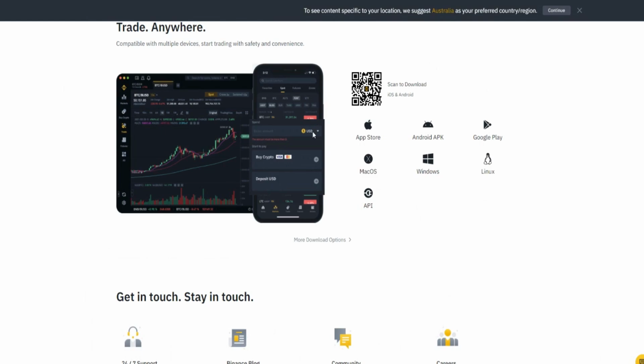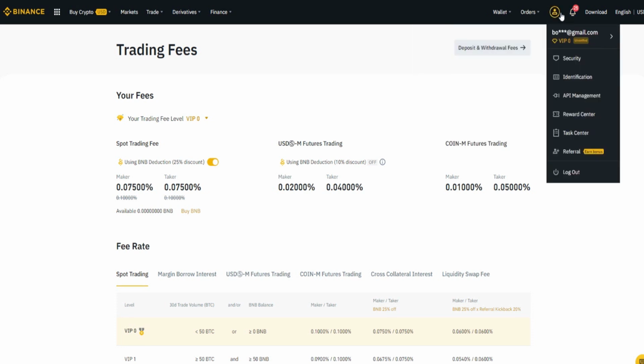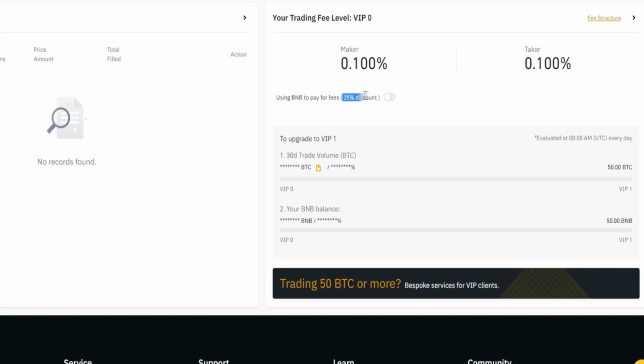Okay, the next thing we can do is go over here to our Binance account, and you want to click on your email section right here. Alright, and then you want to scroll down below. You can basically get a 25% discount when using BNB to pay for fees.